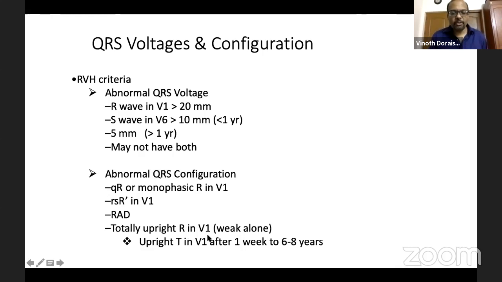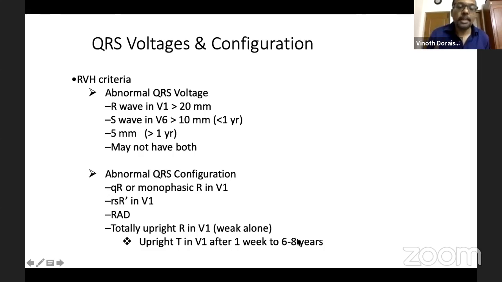Then coming to the T wave. The T wave morphology changes in V1 as you go from the newborn to the adult. Normally in the newborn, in the first week of life, the T wave will be upright. Then after the first week of life, up to 6 to 8 years or up to adolescence, the T wave becomes inverted in V1. And after adolescence, it becomes upright again. So in the period from 1 week to 6 to 8 years or adolescence, the T wave is normally inverted.